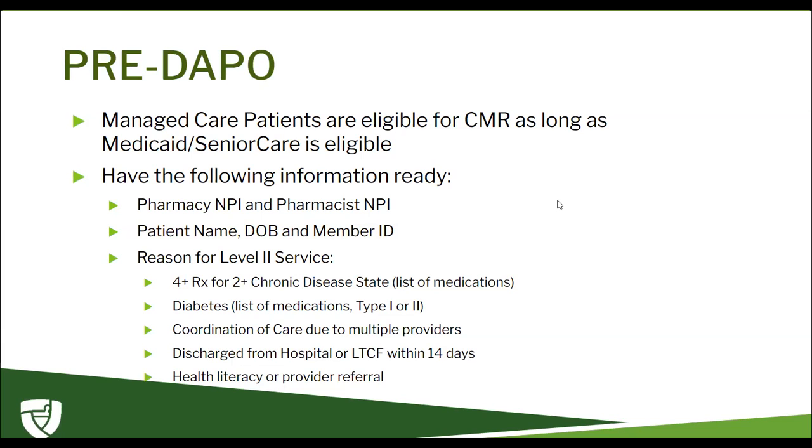They have to meet one of the criteria: four or more scripts with two or more chronic diseases, and have their medications ready that they take for all those diseases. Diabetes, just that one alone, makes them eligible. You don't need the other chronic disease; diabetes makes them eligible right off the bat. Have a list of their medications, and if it's type 1 or 2. Some reps ask it, some don't.